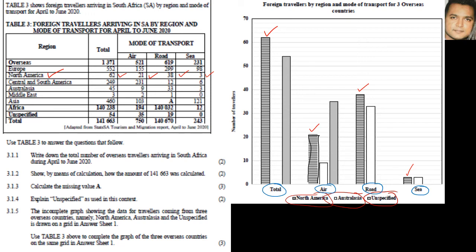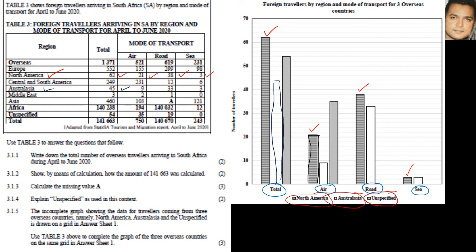The next one would be the Australasia. So let's look at Australasia. Australasia is this part right over here. The first one, the total, would be 45. So let's look at the 45. There's nothing drawn at the total, so we need to draw that in. All right, let's just draw that in. Okay, more or less there. I'm not using a ruler, so you have the idea of what I'm doing.